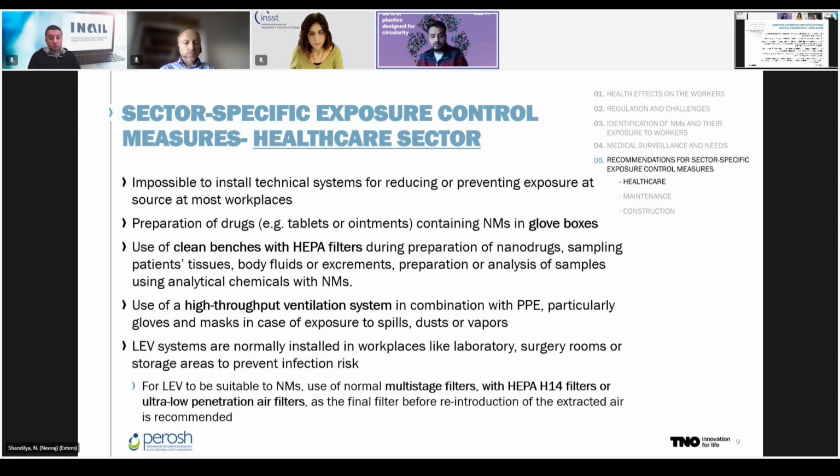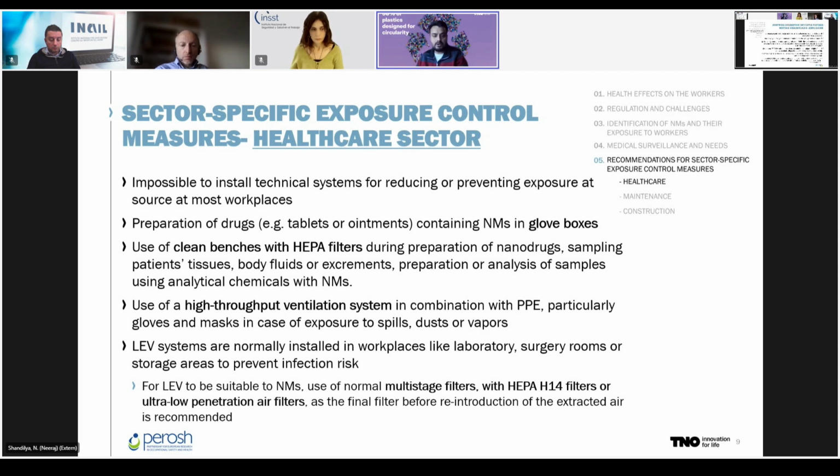One might have exposure to spills, dust, or vapors of nanomaterials from different samples in the healthcare sector. Such exposure should be controlled by the use of a high throughput ventilation system in combination with PPEs, particularly gloves and masks. Local exhaust ventilation systems are also normally in place in laboratory workplaces or surgery rooms, storage rooms, or areas with high safety standards. This is mainly because there is a high infection risk in such rooms, and normally to prevent that, local exhaust ventilation is installed there. And such local exhaust ventilations are already capable of capturing nanomaterials.